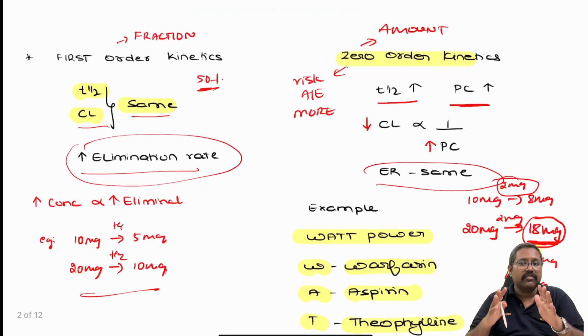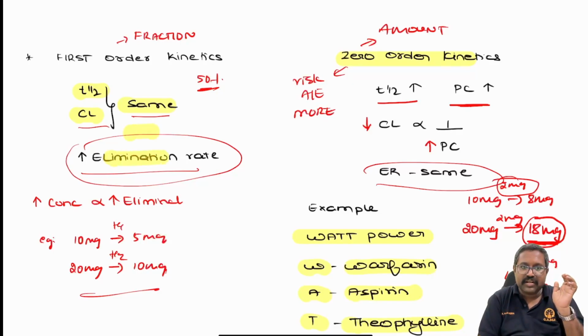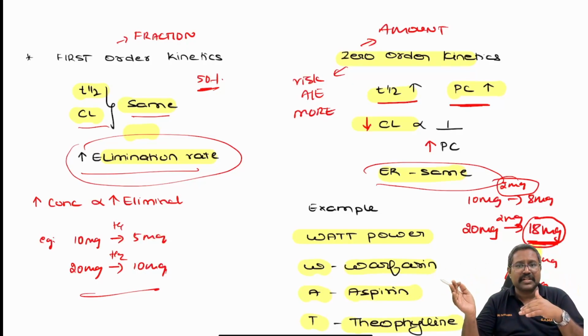The T off and the clearance are the same in first order kinetics, whereas the elimination rate is increased. Whereas the T off is increased in zero order kinetics, plasma concentration is increased, but the elimination will remain the same, and the clearance will also decrease. So in zero order kinetics, the T off and plasma concentration will be increasing, whereas the clearance will reduce, which are responsible for the toxic reactions.